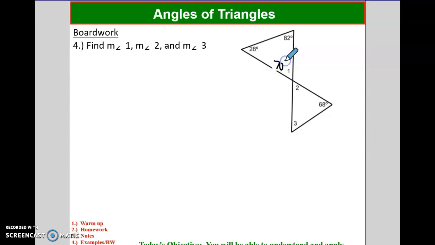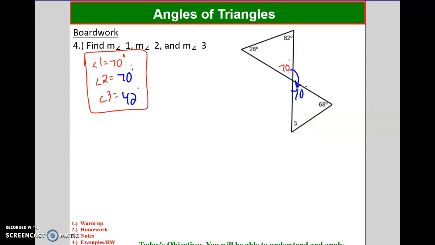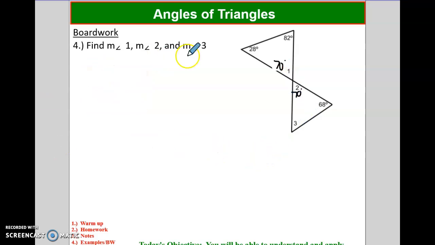Now, the two most used rules in all of geometry: vertical angles are congruent. This becomes 70 because vertical angles are congruent. Now, do we have enough information to find angle 3? Absolutely. 3 now becomes 42. So that is why these three big rules are so valuable. That's the bow tie example.